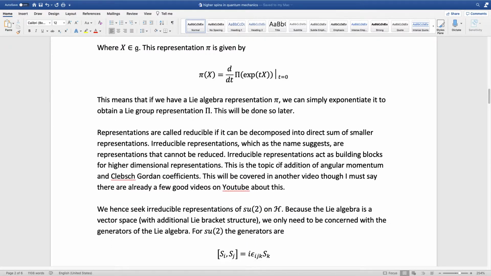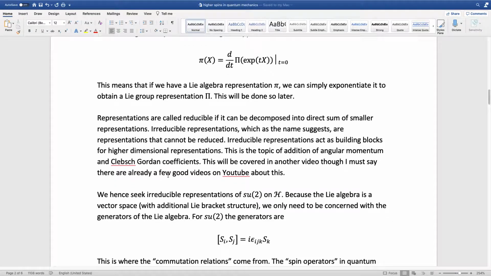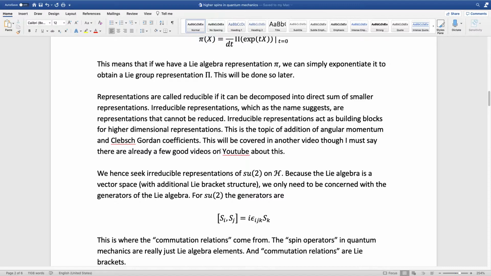Now, this is the topic of addition of angular momentum, and we'll come across Clebsch-Gordan coefficients if we try to construct higher dimensional representations from the building blocks of irreducible representations. This might be covered in another video, although I must say that there are a couple of good videos on YouTube about this.